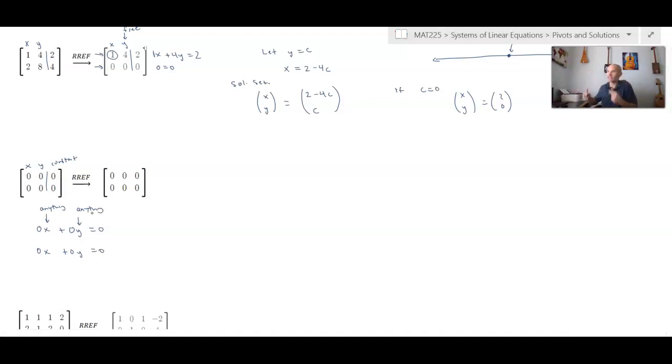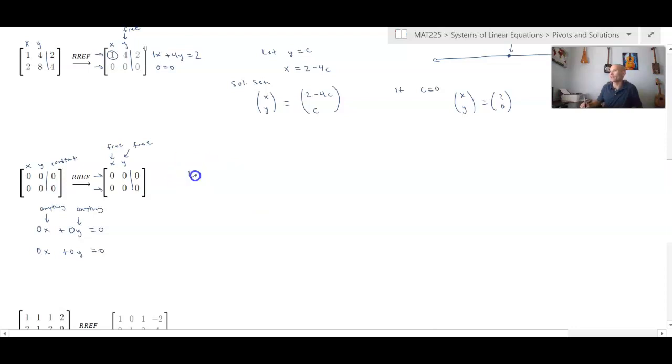But let's try to see how this idea of pivots works. I'm going to look in the first row. I don't have any row pivots. I look in the second row, and again, I don't have any row pivots, and so what that means is that x is free and y is free, which makes sense because we just said we can plug in anything that we want. This is just a nice way to be able to identify it.